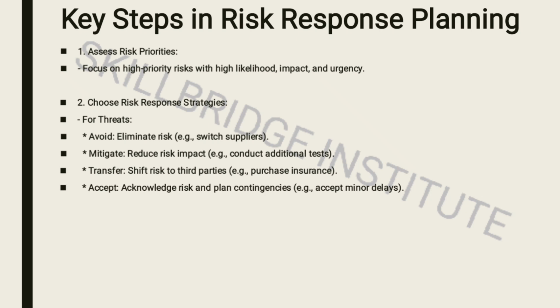Another one is to accept. You need to accept the threat. On that one, you acknowledge the risk and plan contingencies. You acknowledge that risks can occur, and at the same time you plan for contingency. You can have a money contingency or a resource contingency. So if you run out of resources, you say, we are going to do this, because you already have some additional resources acting as contingency.